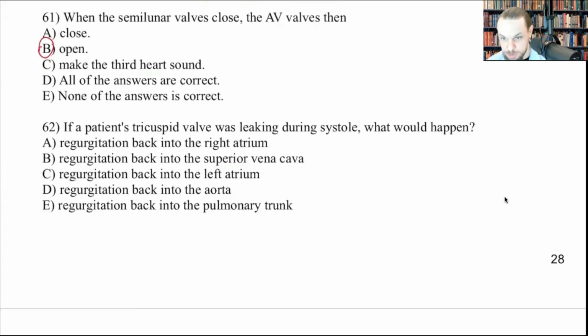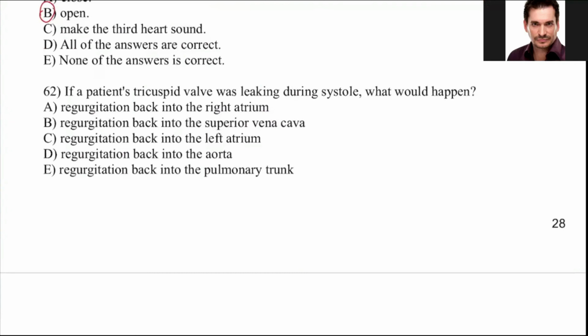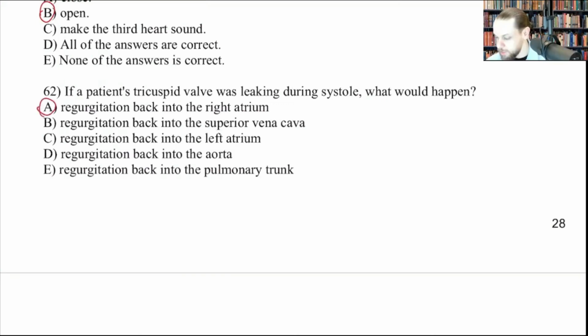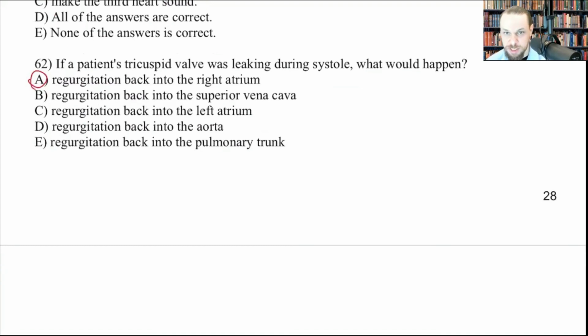62. We're going to go back to Ian. If a patient's tricuspid valve was leaking during systole, what would happen? I put a regurgitation back into the right atrium. Yeah, that is correct. So the tricuspid valve is on the right side, and you'll have regurgitation back into the right atrium, from the right ventricle to the right atrium.